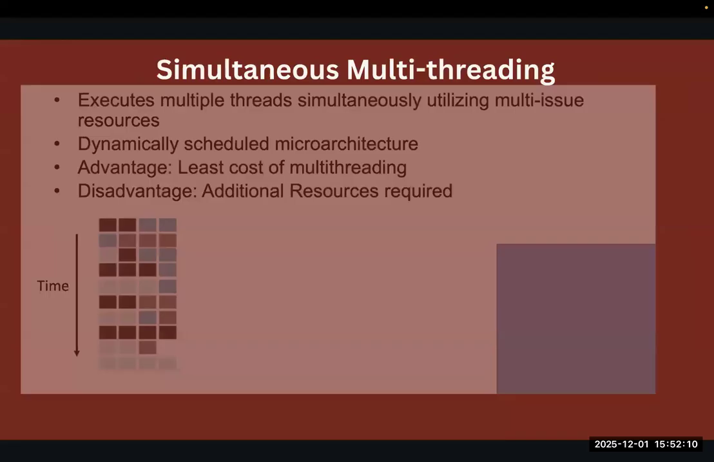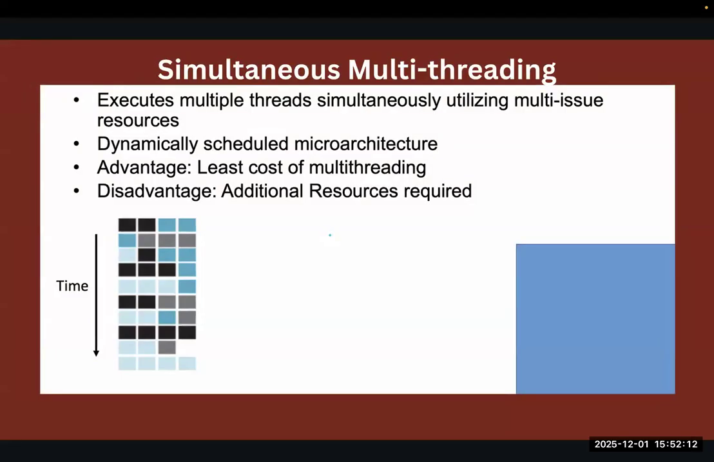Then we have simultaneous multi-threading. It allows multiple threads to execute in the same cycle on a single core by utilizing idle parts of the CPU. For example, modern processors like Intel's hyper-threading use SMT. Its advantage is maximizing resource usage with minimal thread switching. The disadvantage is that it requires additional hardware and resource sharing management.